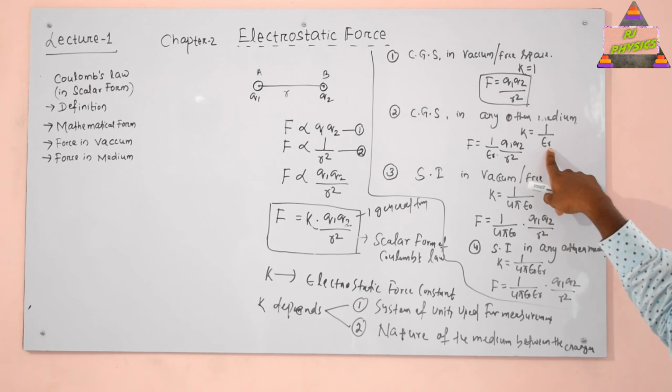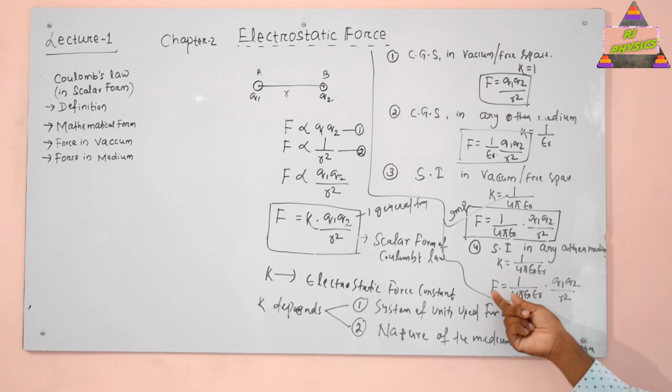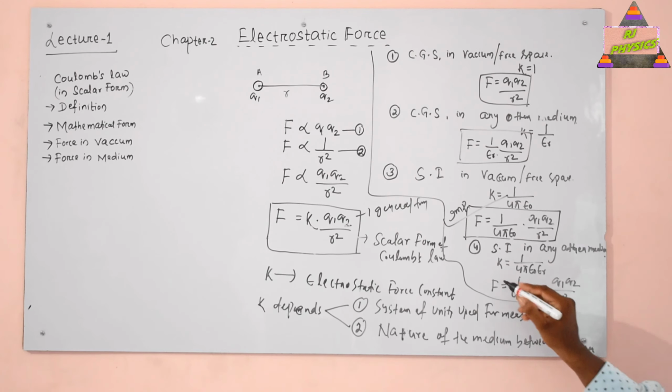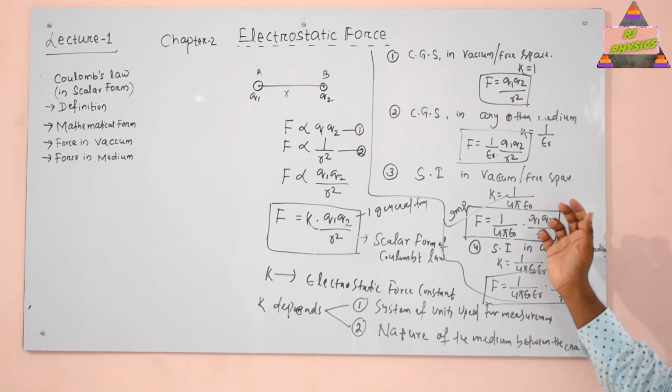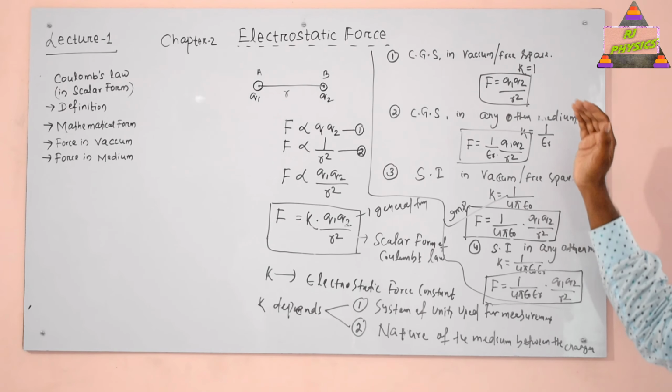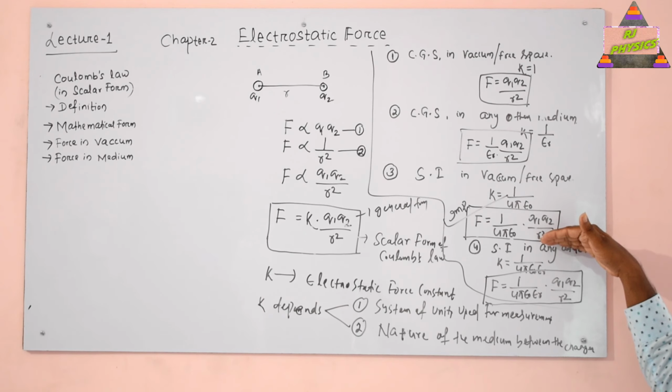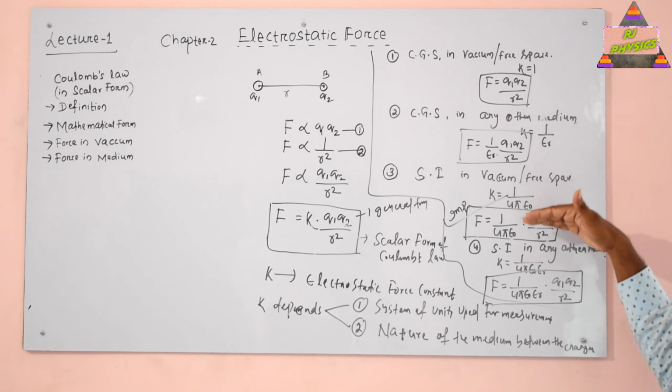And finally, if the system is SI and the charges are placed in any other medium rather than vacuum or free space, then the value of k will be equal to 1 by 4 pi epsilon naught into epsilon r, where epsilon naught is called the absolute permittivity of free space and epsilon r is called the relative permittivity of the medium. So F is equal to 1 by 4 pi epsilon naught into epsilon r into q1 q2 divided by r square. So depending upon various situations, whether the system is SI or CGS and whether the charges are placed in vacuum or in any other medium, we have to make use of this formula.